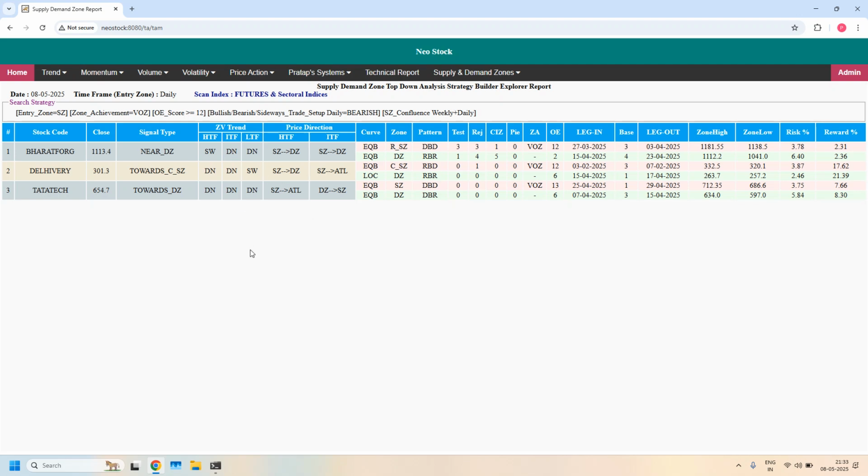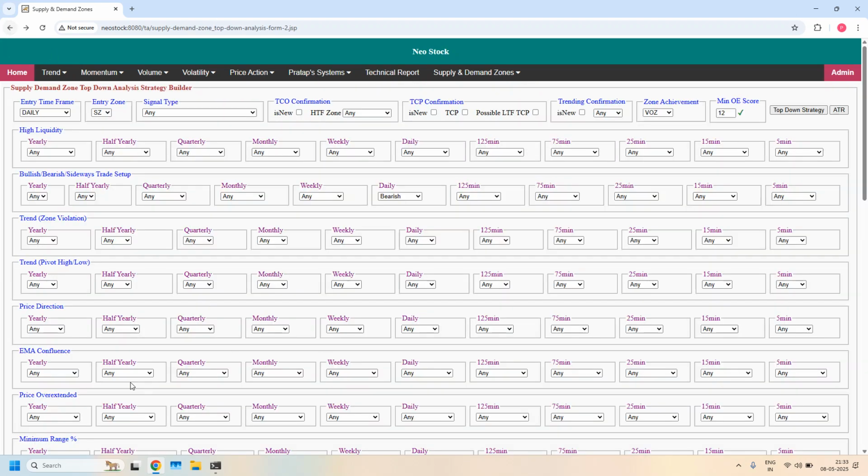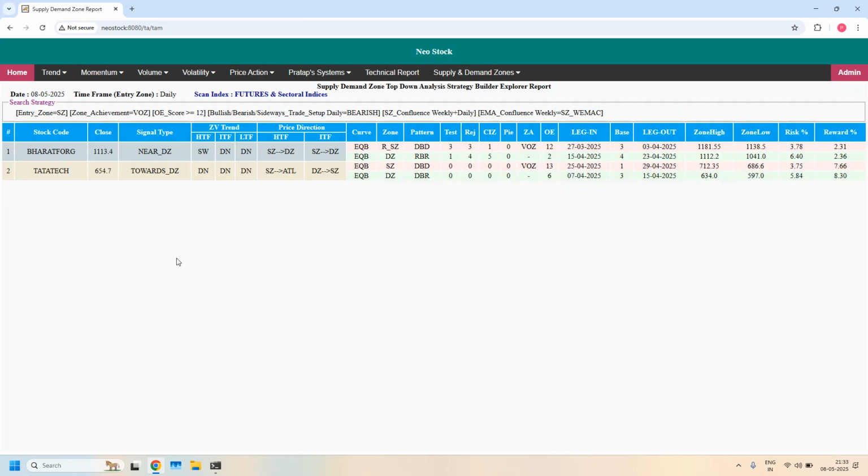So let's filter any of the weekly supply zones having weekly EMA confluence. So with this filter, from 3, 2 stocks are filtered. So these two daily supply zones are having more high probability to get success. Maybe that is the reason why this zone is already tested 3 times. So it tested the supply zone and price is now near to the demand zone. Almost it is achieving the target.